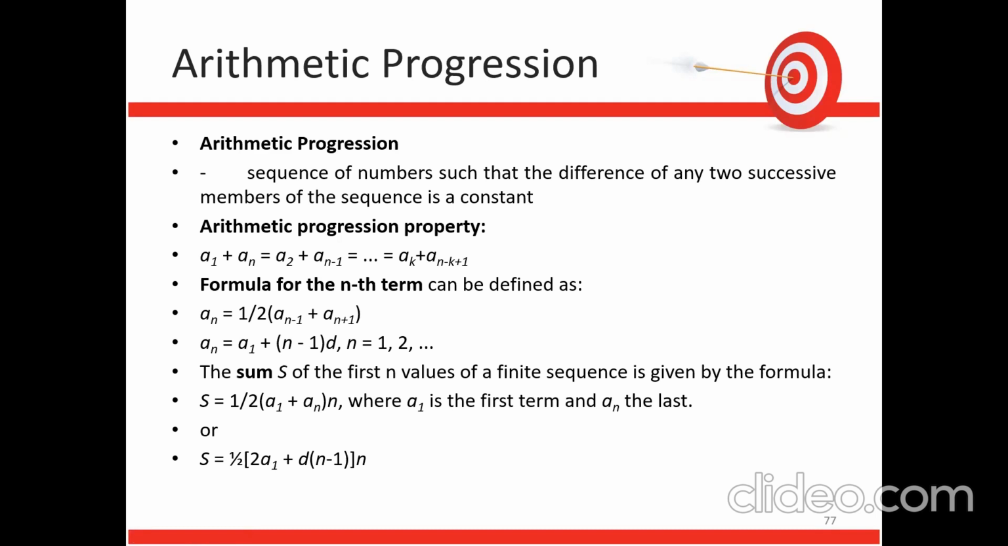Okay. So the sum S of the first n values of a finite sequence is given by the formula S is equal to 1 half of A1 plus AN, or the average times the number of terms, where A1 is the first term and A sub n is the last term. Okay? So n starts at 1. Or S is equal to 1 half of 2A1 plus D times n minus 1 times n, where D is the difference. So, this is what you need to memorize.